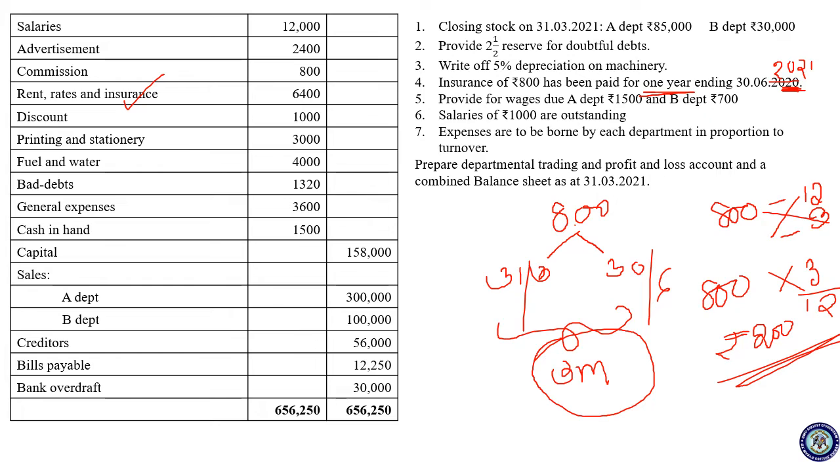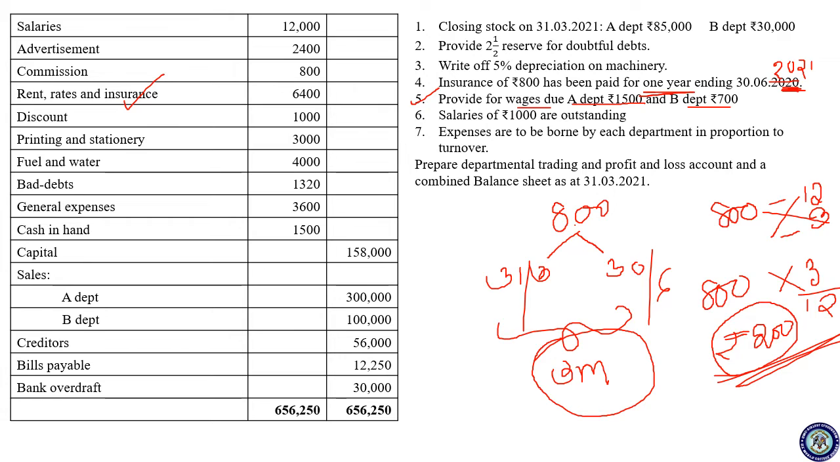that you have to apportion among two departments, and this 200 should be shown as an asset, because the asset which is already expenses which is already paid, when you take it to the next year, again you are not supposed to pay that 200 because it is paid in the previous year. So it is an asset for you. Next year you have to show it as an asset. So when we close the book, we show it as an asset. Okay. Next, provide wages due. So here the wages are already apportioned, that is outstanding wages.